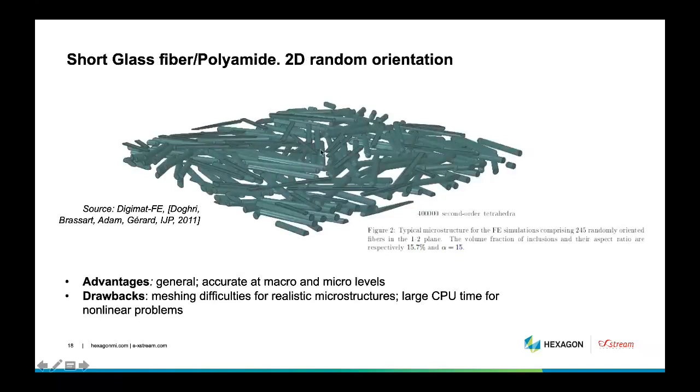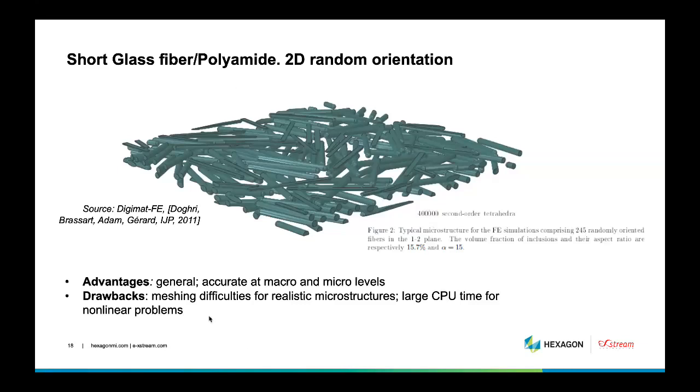This is an example here obtained by Nishimatefi on a 2D random orientation of short glass fiber polyamide composite. And you see here, the homogenization was done by full field finite elements. For each realization, since you have random positions, what you should do is several realizations, and then you take the ensemble average of the realizations. For each realization, we needed 245 fibers in order to have an RVE, and we had 400,000 second order tetrahedra.